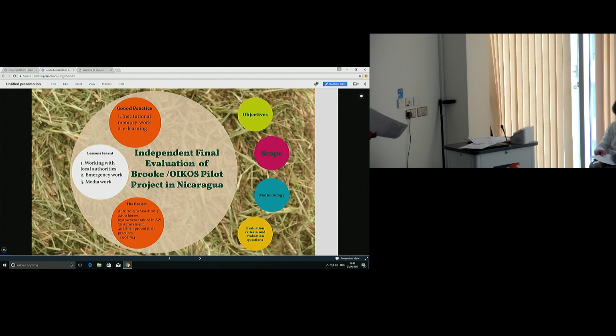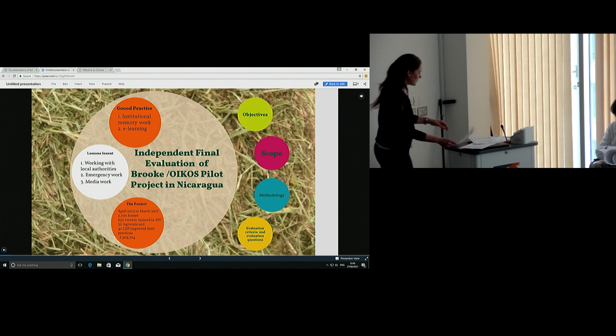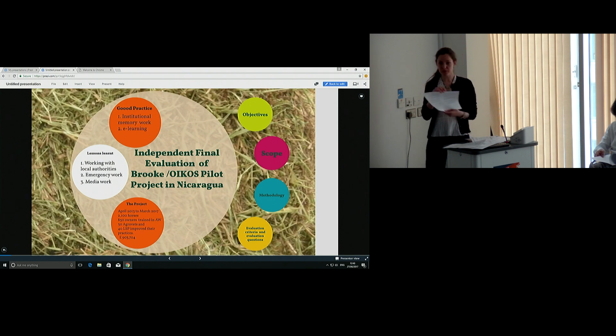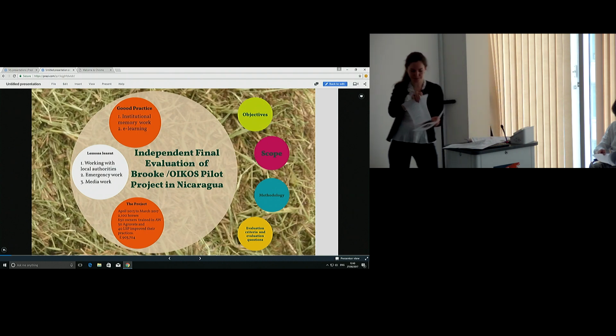I don't know if any of you has read either the summary of the evaluation report or the full evaluation report. Any idea about those evaluation criteria that we've used? No idea? Okay. We have the summary report here and the full evaluation report here, which I'm going to circulate as well. You can take a look.